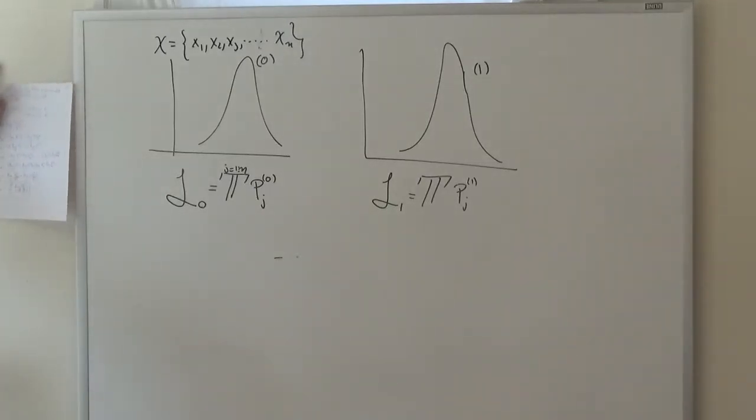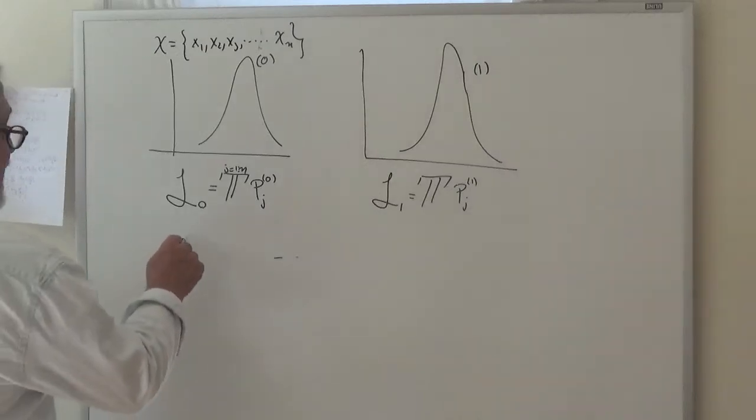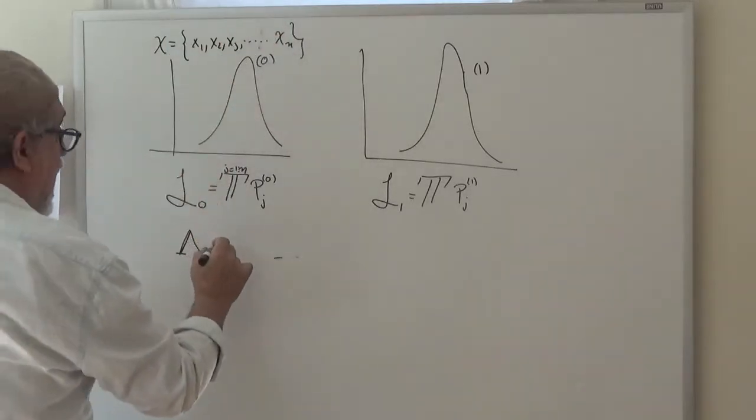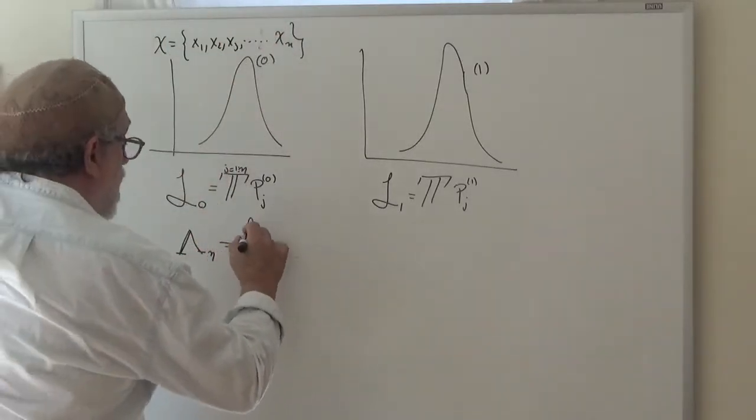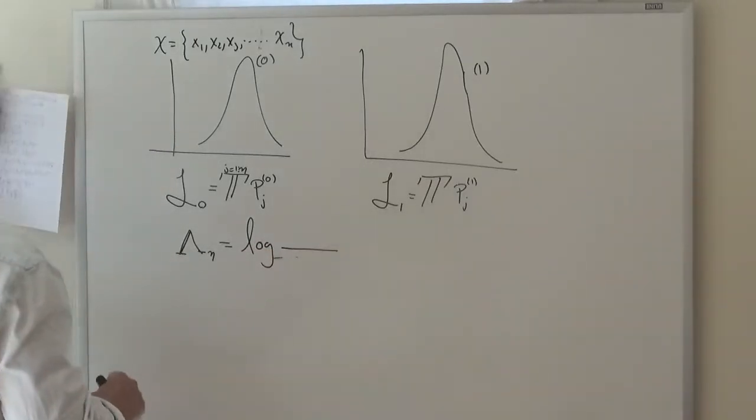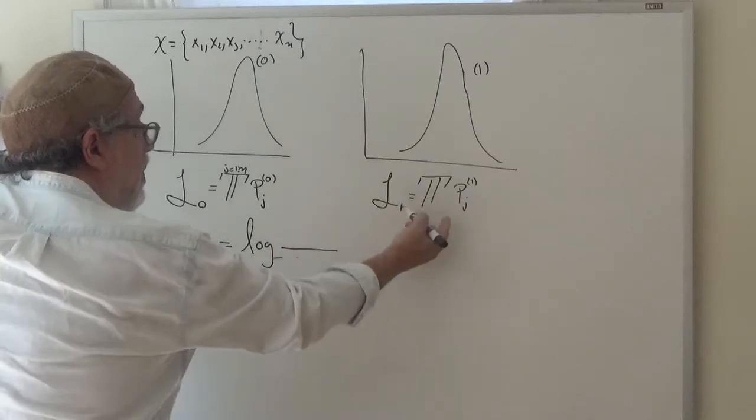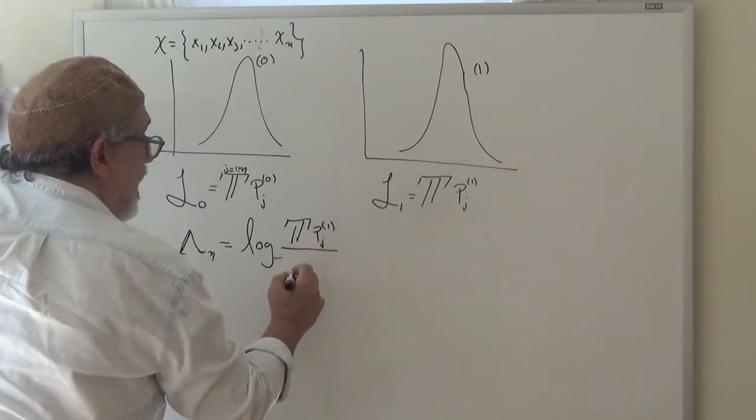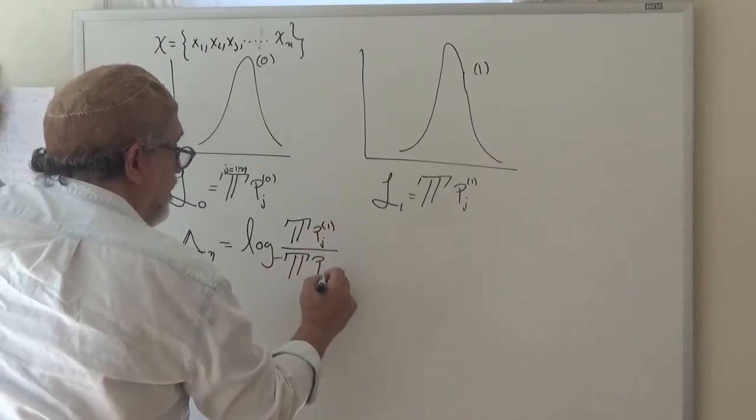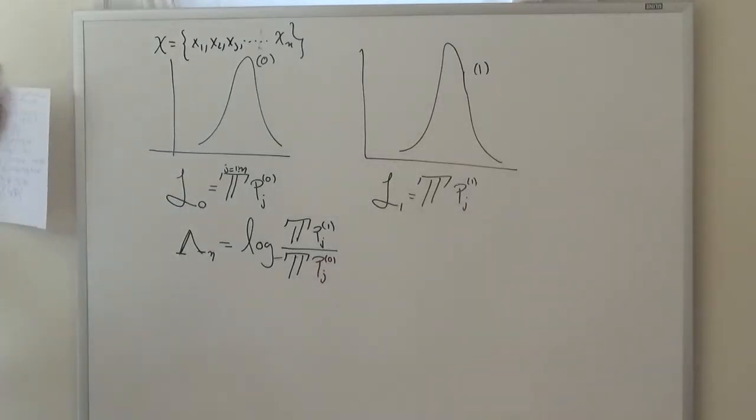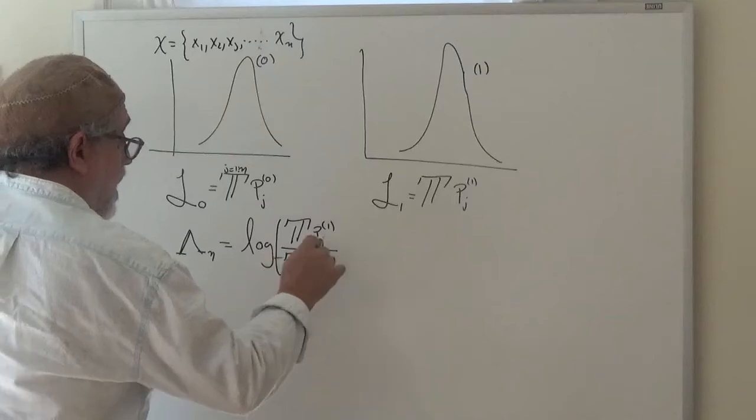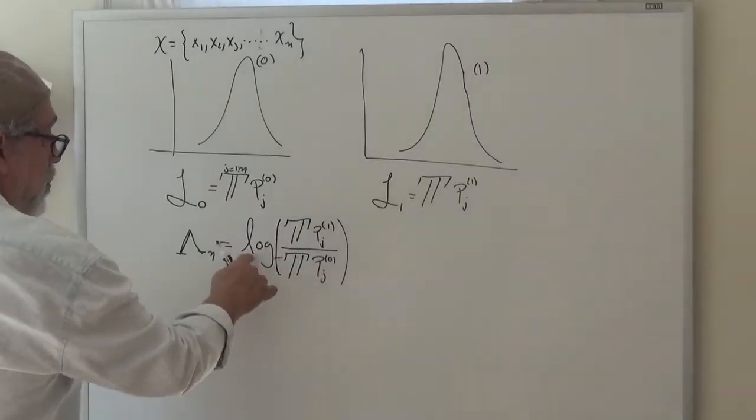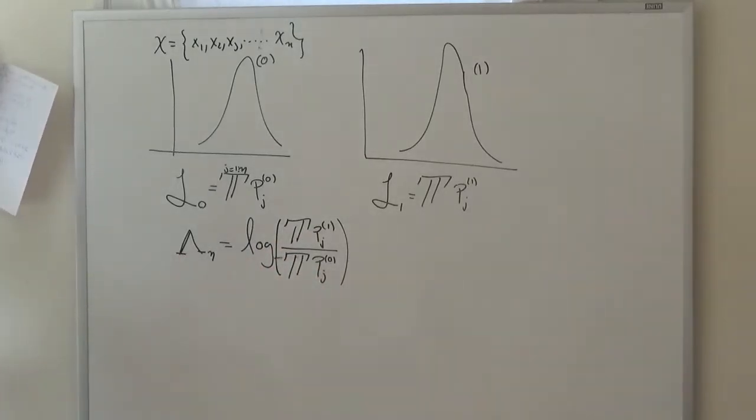Now, we define capital delta n as the log of the ratio: the likelihood of the number 1 distribution over the likelihood of the 0 distribution. So this is the likelihood ratio, and we're taking the log. I'm defining that as capital delta n.